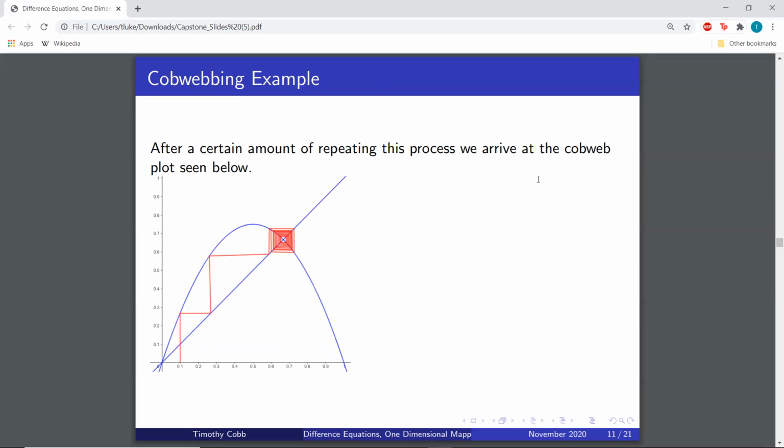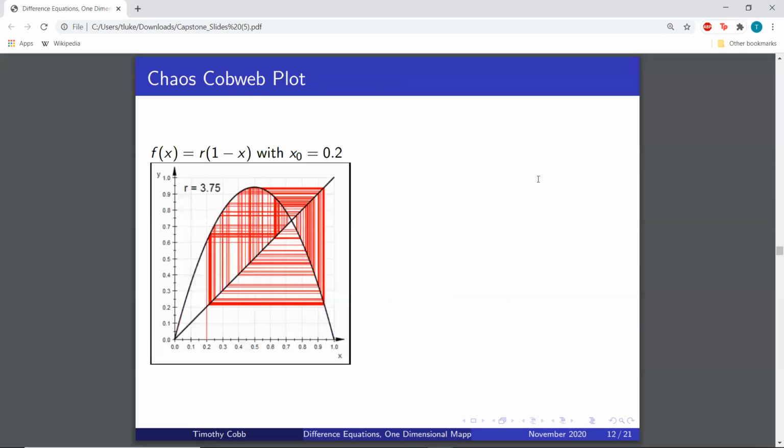Just because 3x times 1 minus x with the initial condition of 0.1 is cyclic doesn't mean that every function similar to 3x times 1 minus x is. We can guess how some functions behave, but this isn't true for all functions. When a function behaves in a way that is harder for us to understand, we call it chaotic. And here's an example of a chaotic cobweb plot.